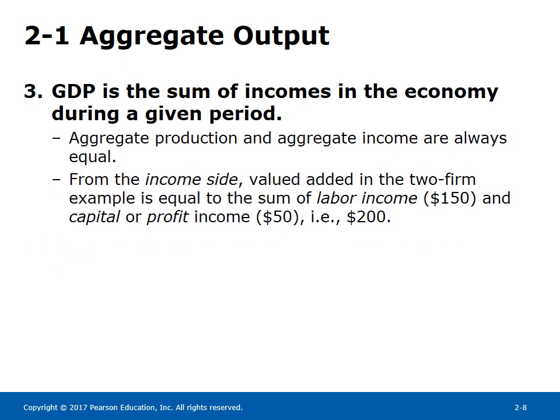3. GDP is the sum of incomes in the economy during a given period. Aggregate production and aggregate income are always equal. From the income side, value added in the two-firm example is equal to the sum of labor income or wages earned at the two firms, $80 plus $70 equals $150, and capital or profit income earned by the two firms, $20 plus $30 equals $50, that is $200. All three measures of aggregate output give us the same answer: GDP equals $200.